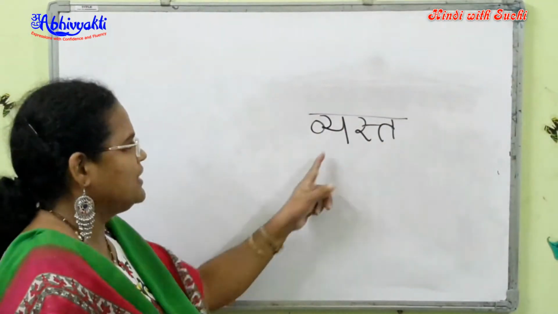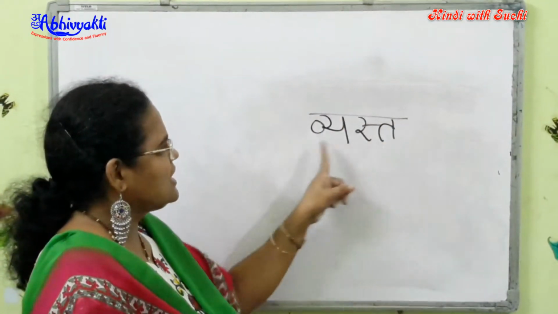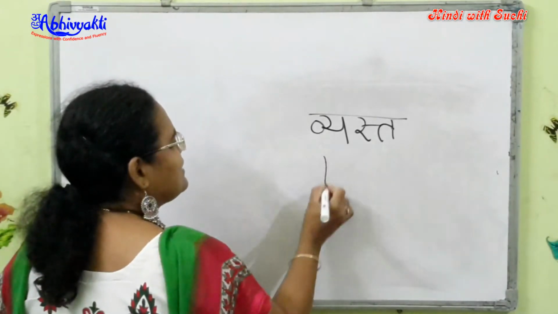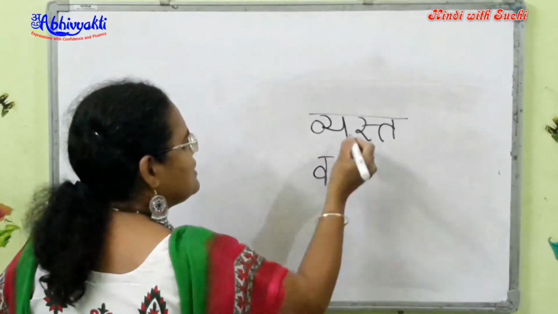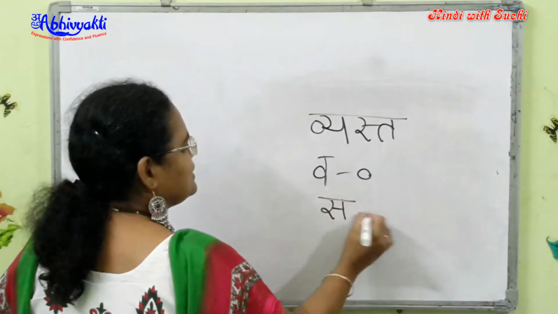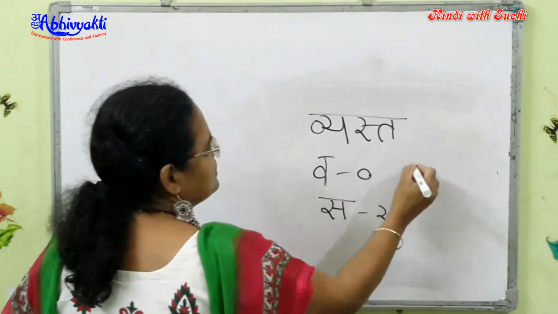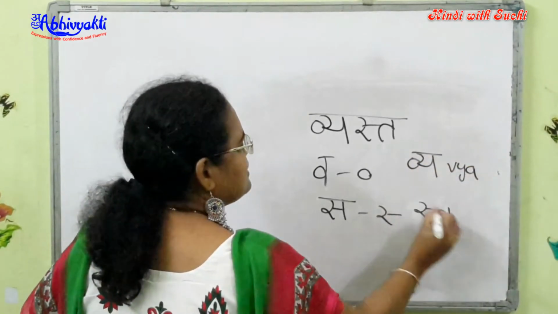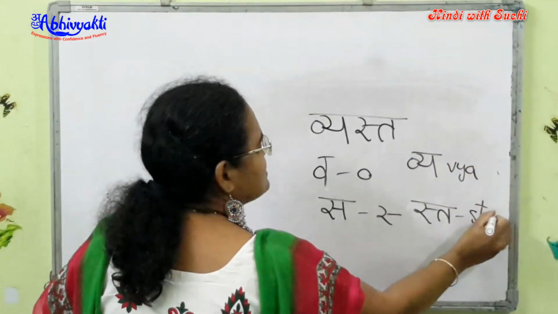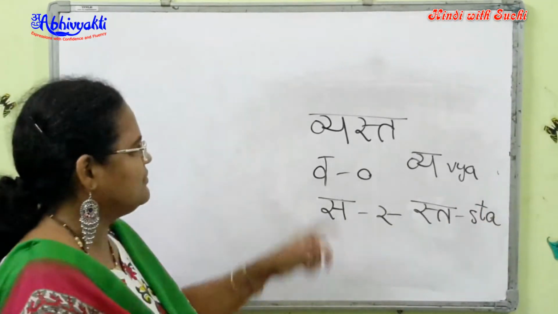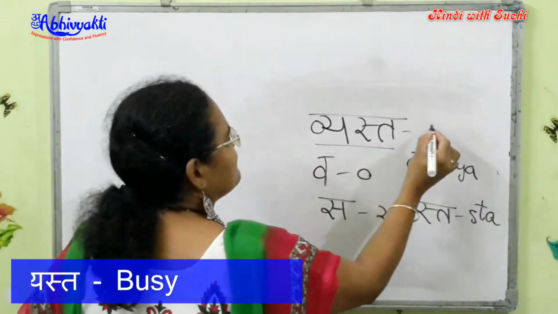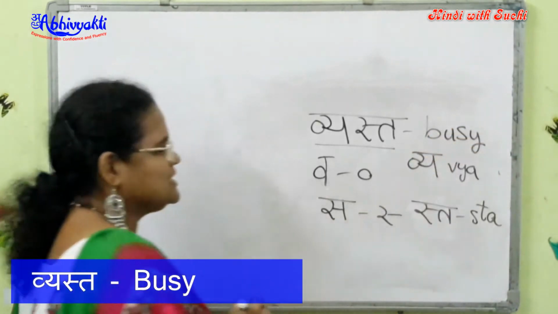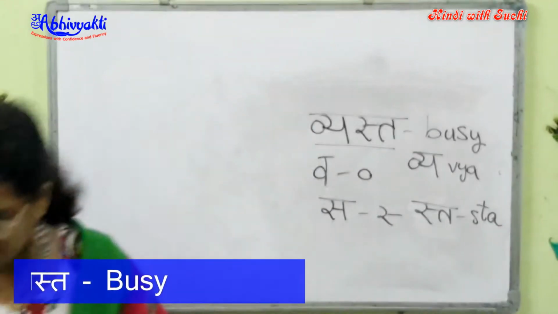Here I have a word where both the letters are compound letters. So I have again the va and the sa in the compound. So va and ya gives me vya. Sa and ta gives me sta. So I have the word vyast. Vyast means busy.